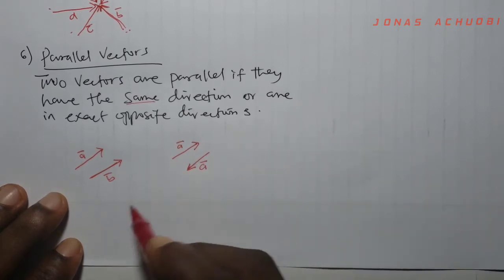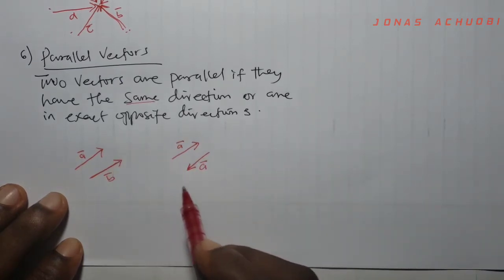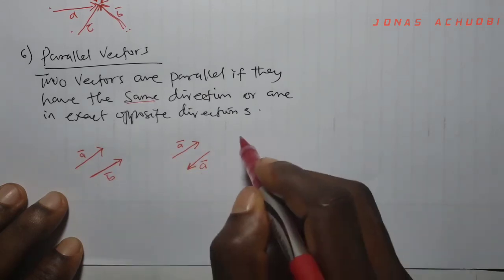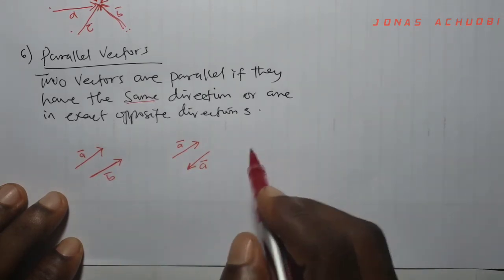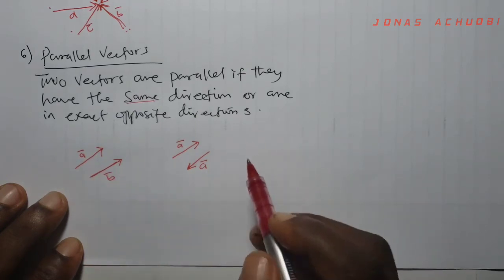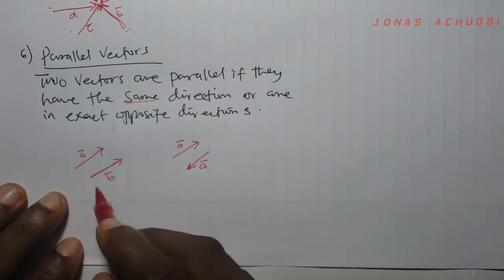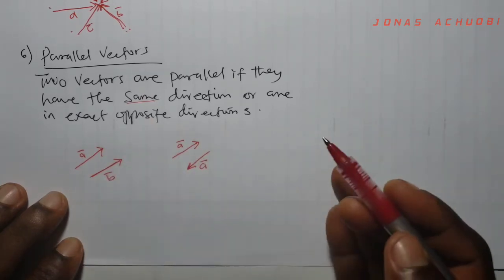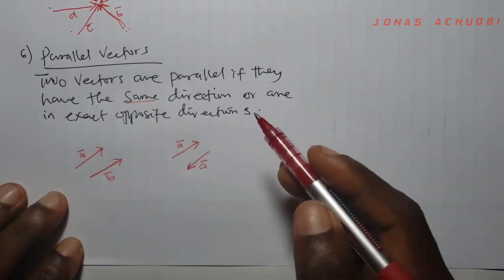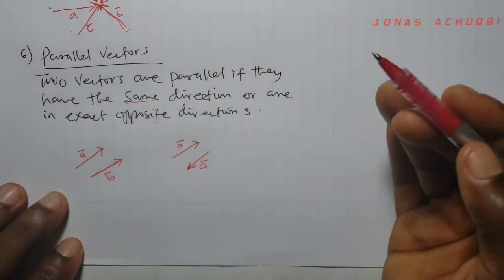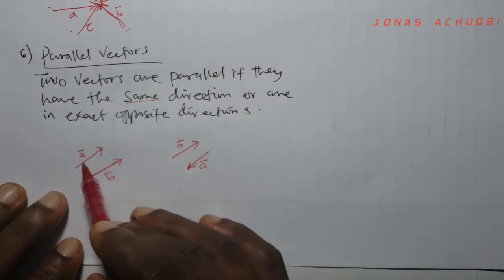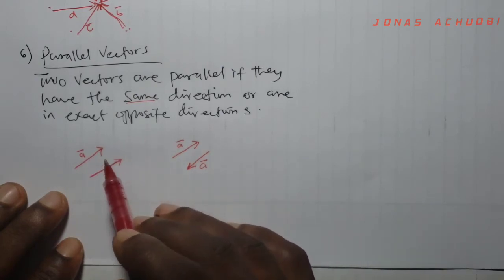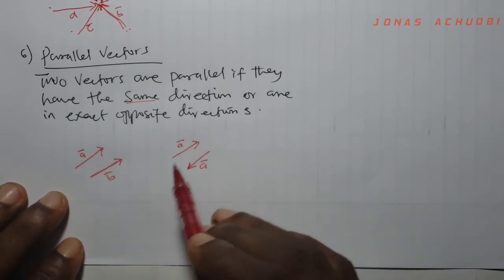You observe here that in the definition of parallel vectors, we have not said anything about the magnitude or the length of the vectors. So vectors are parallel irrespective of their length. It is possible that vector A is a longer vector than B. It's also possible that vector B is a longer vector than vector A. It's not important. What matters is that if vector A and B are parallel vectors, then they must either be in the same direction or in the exact opposite direction.